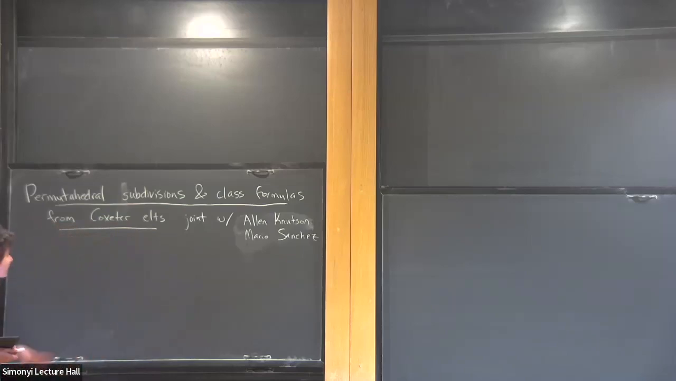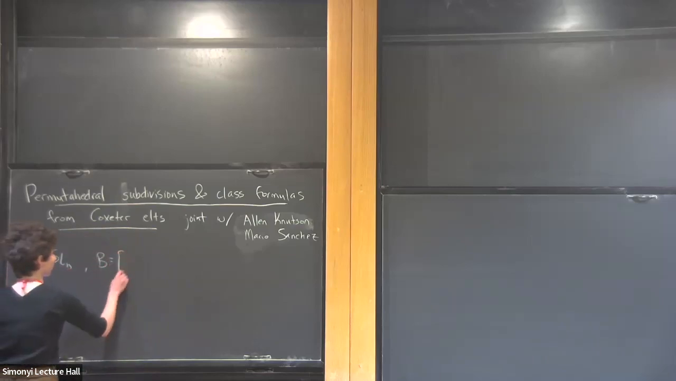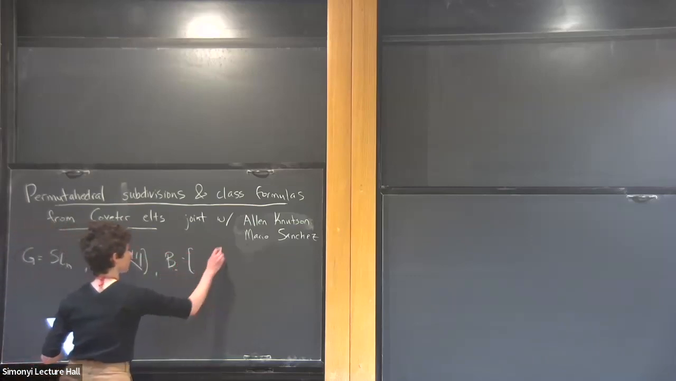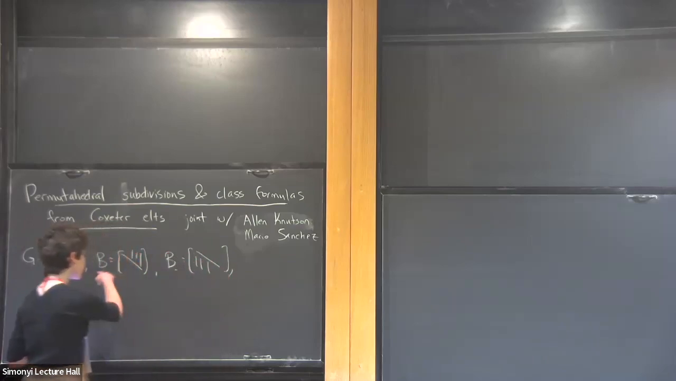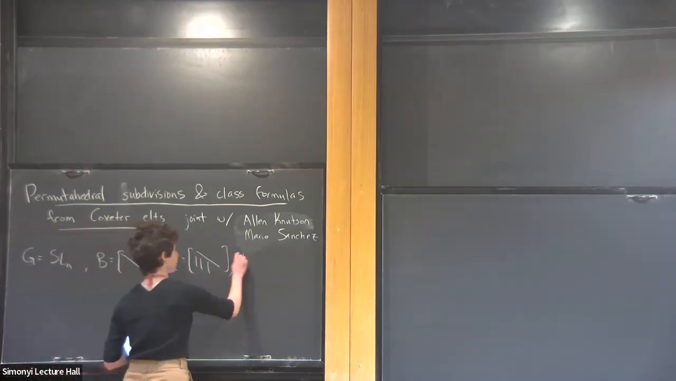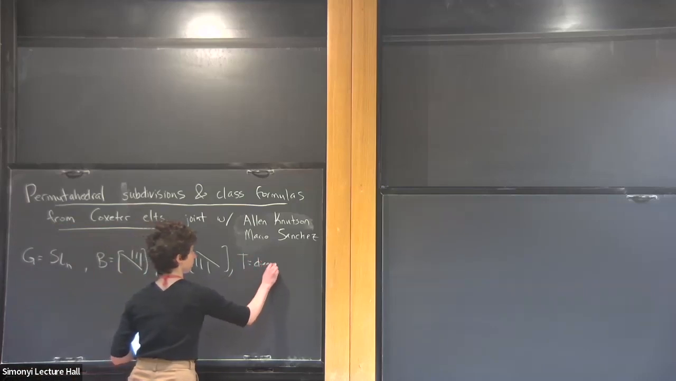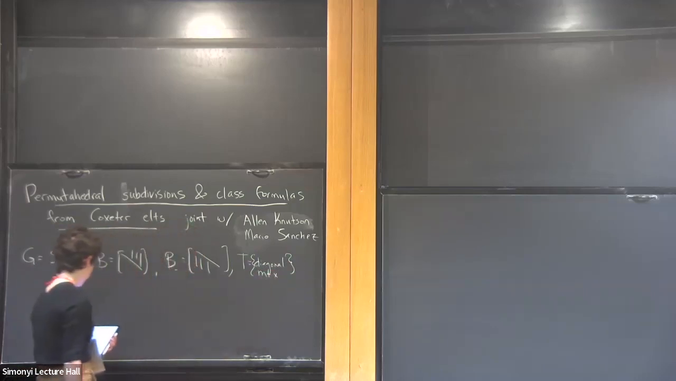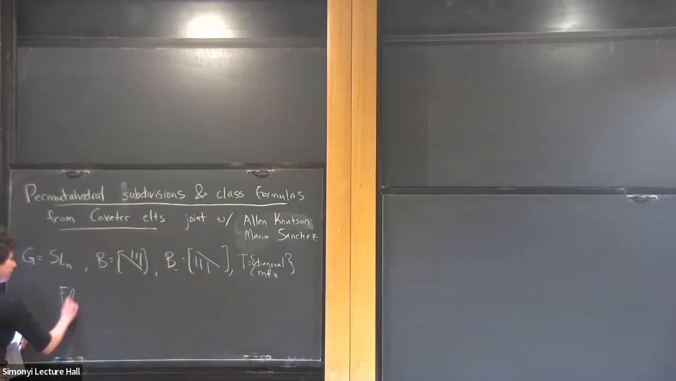All right. So the place that this story starts is in the flag variety. So I'll start with just some flag variety background. For the beginning of the talk, I'll stick in type A. So G is going to be SL_n. And my Borel B will be upper triangular matrices. My opposite Borel B^- will be lower triangulars. And then the torus, which is the maximal torus I want, is the intersection of these two. This will be the diagonal matrices.